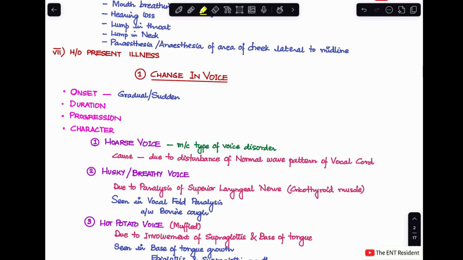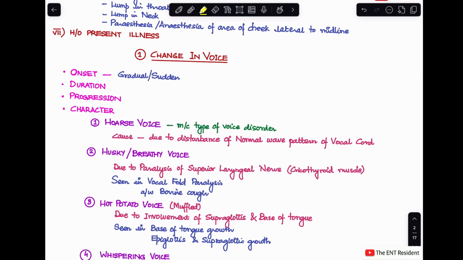So moving on to the history of present illness. First complaint I'll be describing is change in voice. Now, whenever a patient comes to you with a change in voice, the first thing you ask is the onset of it. It can have a gradual onset or a very sudden onset. The duration for which it has been present, how has it been progressing? Has it been rapidly progressing and worsening, or is it the same continuously?